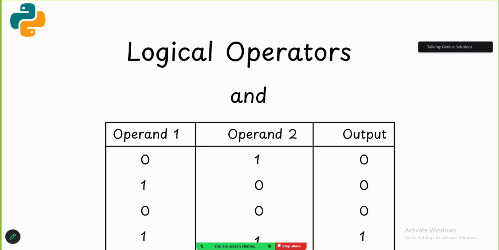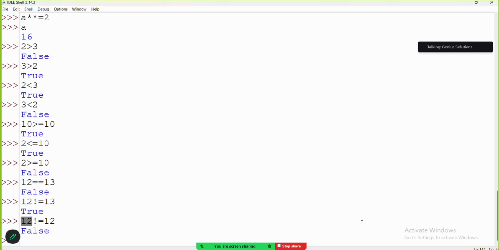But the definition is: if both operands are present and both operands have a true value, then only the output will be true. Otherwise, the output will be false. If any one of them is missing, we will get the output as false. See, for example, the values except 0 and space. See, 0 and this space. Except these two things, everything is considered as a true value.